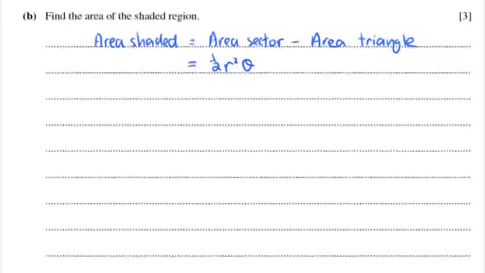Right, to find the area of the shaded region, we're going to do the area of a sector minus the area of a triangle. All right, for the area of the sector, we know that's going to be, from our formula sheet, if you don't know, half r squared theta. And for the area of the triangle, we know two sides and the angle between them. So we can go a half AB, they're the two sides, and sine of the angle between them. Okay, let's fill in the details.